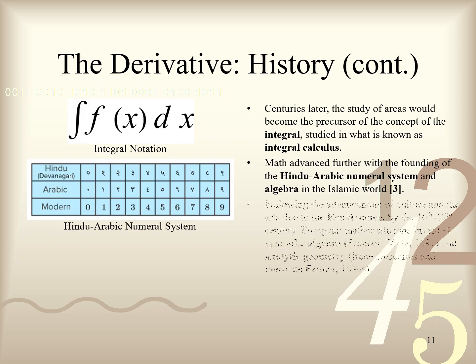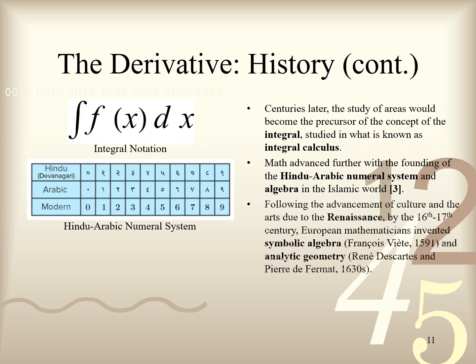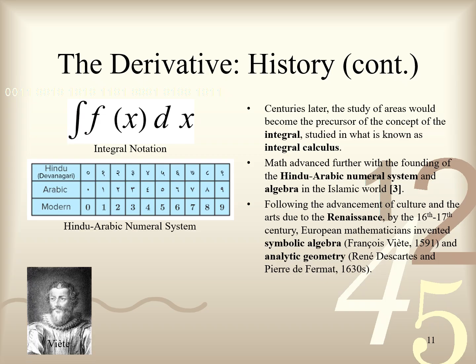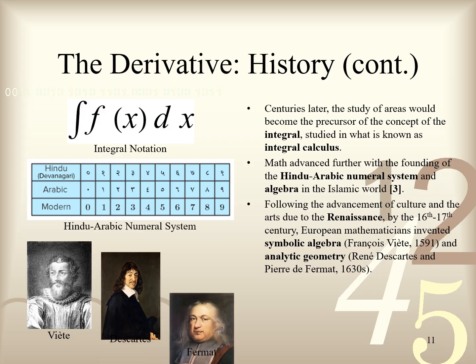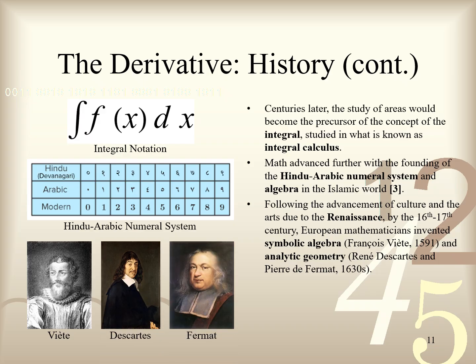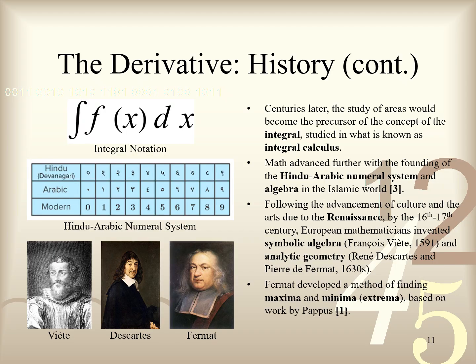Following the advancement of culture and the arts due to the Renaissance, by the 16th to 17th century, European mathematicians invented symbolic algebra, founded by François Viète in 1591, and analytic geometry, founded by René Descartes and Pierre de Fermat, in the 1630s. Fermat developed a method of finding maxima and minima, referred to as extrema, based on work by Pappus, according to reference 1.